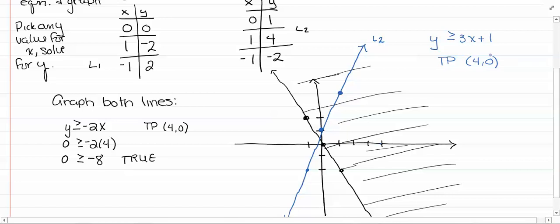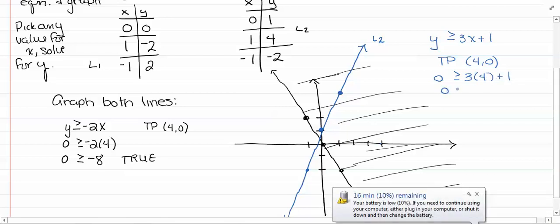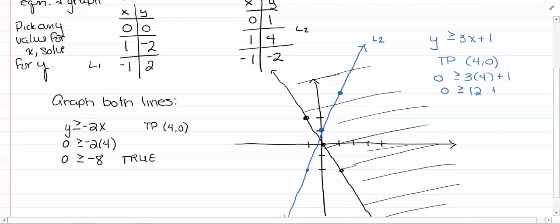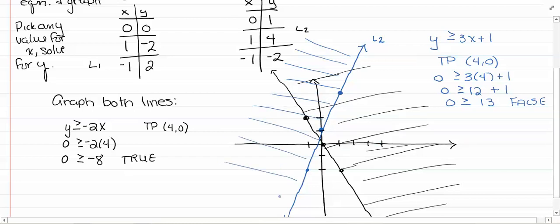Plug the point in for x and y. So your y value is 0 while your x value is 4. And if this is true, I shade toward that point. And it appears it's not going to be true, right? 0 is not greater than or equal to 13, so that's false. Which means I don't shade toward the point, I shade away from it on the other side of the line. So on that one I'm shading in this direction.